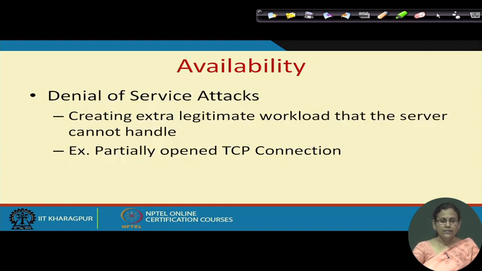Then next is availability. By availability we mean the system should be available, the client at any point of time should be able to connect to the system when the system is up. But there are certain attacks because of which it is not possible. It is about creating extra legitimate workload that the server cannot handle. This is because of partially open TCP connections.